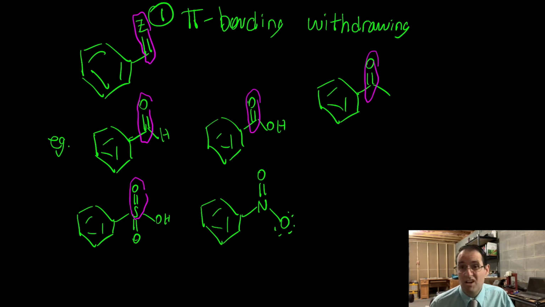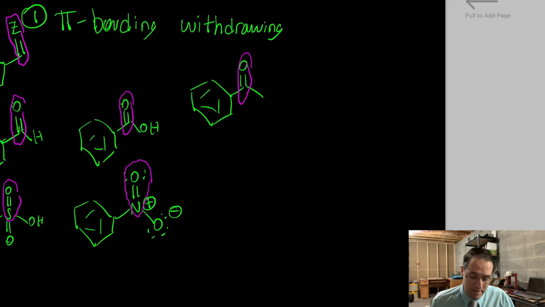Let's include that here. The nitro group is somewhat awkward to draw because of all these formal charges there. But again, don't worry too much about that. Just focus in on this pi bond, okay? So whenever you have a pi bond right next to the aromatic ring, it's going to withdraw the electrons from the aromatic ring. Let me show you why with acetophenone as an example.